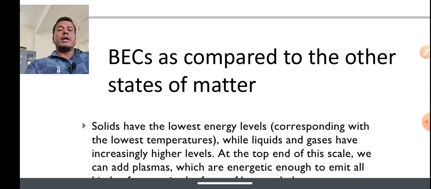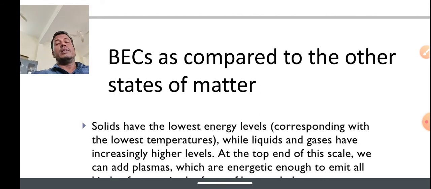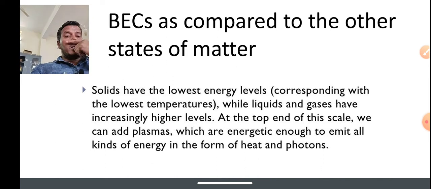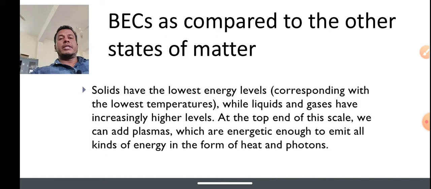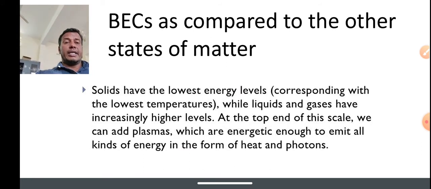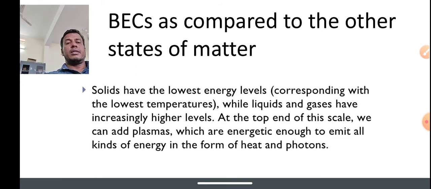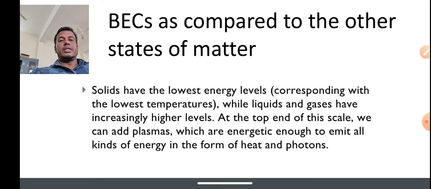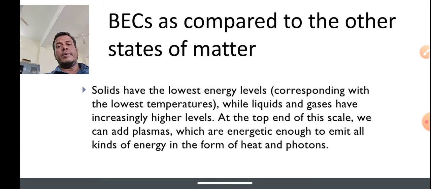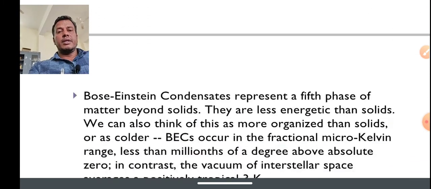If you compare with the other states of matter like gas and liquid, solids have the lowest energy level, corresponding with the lowest temperatures, while liquid and gas have increasingly high energy levels. At the top end of the scale we can add plasmas, which emit all kinds of energy in the form of heat and photons. So, the lowest energy level is solids, and the super lowest energy is the BEC.